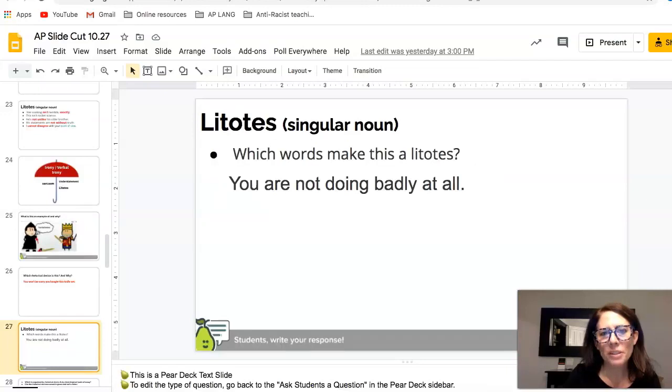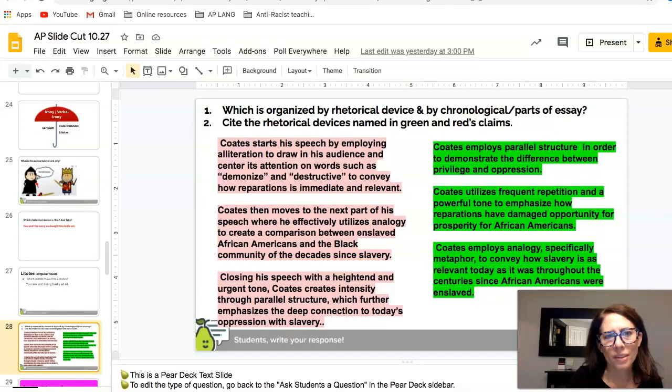Litotes, which words make this an example of litotes? You are not doing badly at all. I see not and badly, two negatives cancel each other out to make the opposite, which should be a positive of that opposite: you're doing well. There's a difference when you hear it. You're doing well. You're not doing badly at all.